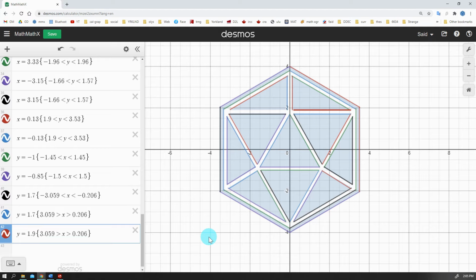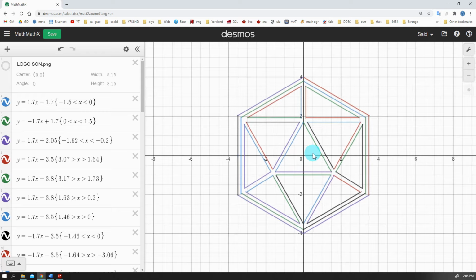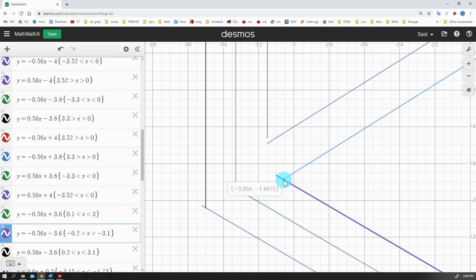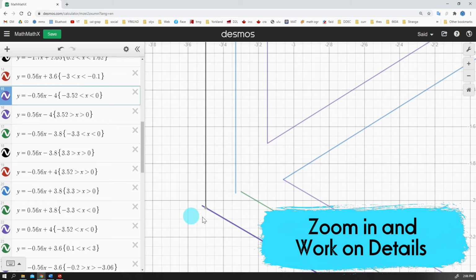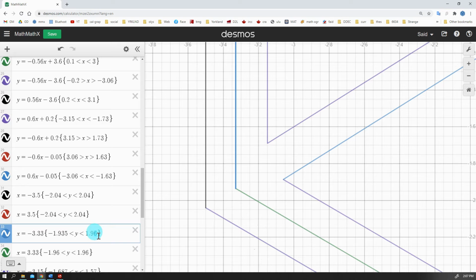This is how we can use line segments to create Desmos art. It looks good, but if you just zoom in, guys, you can find some mistakes. You can change the domain and range values and then make it more accurate, make it better. Finally, I will change the line colors and make this all blue. Then you click the settings icon, guys, and choose the color option and choose blue for all.